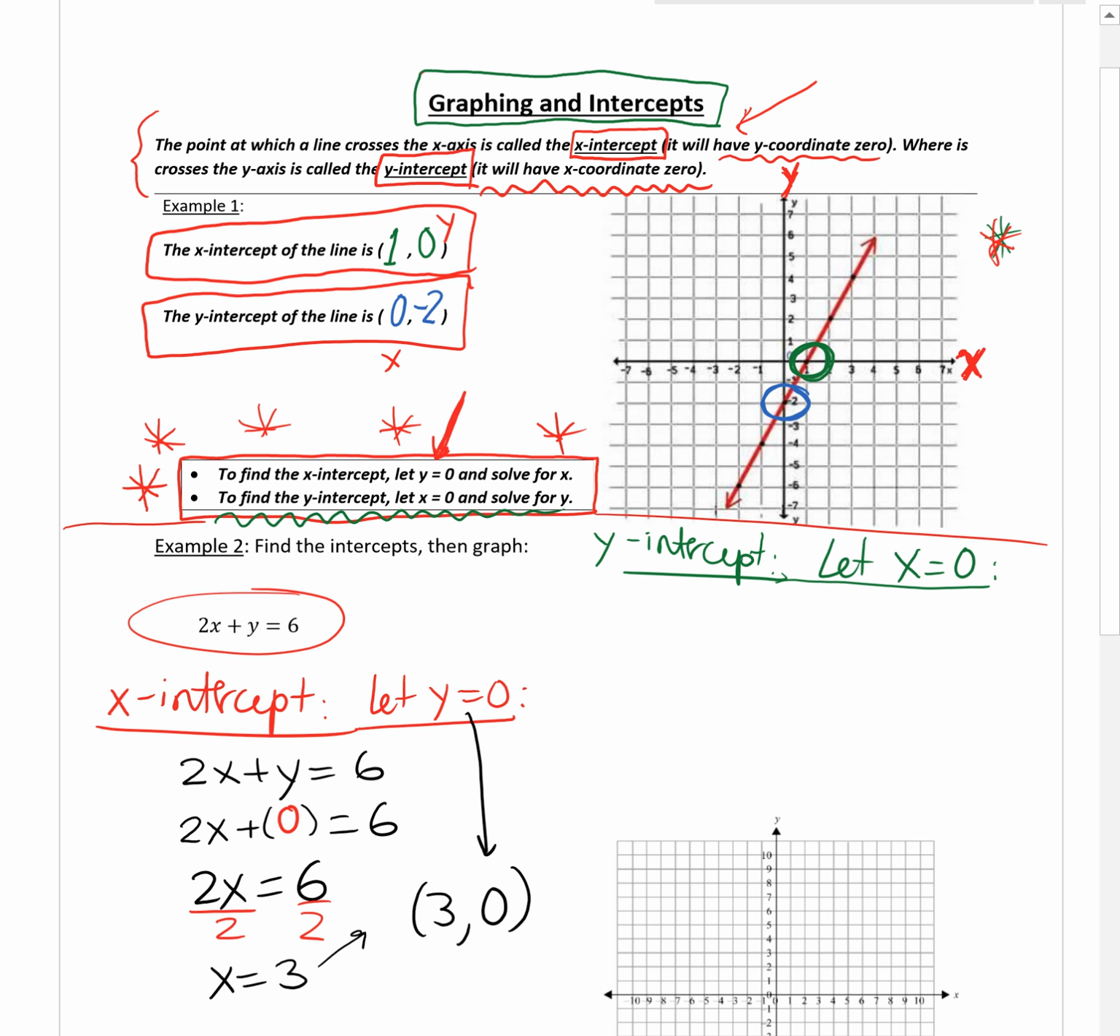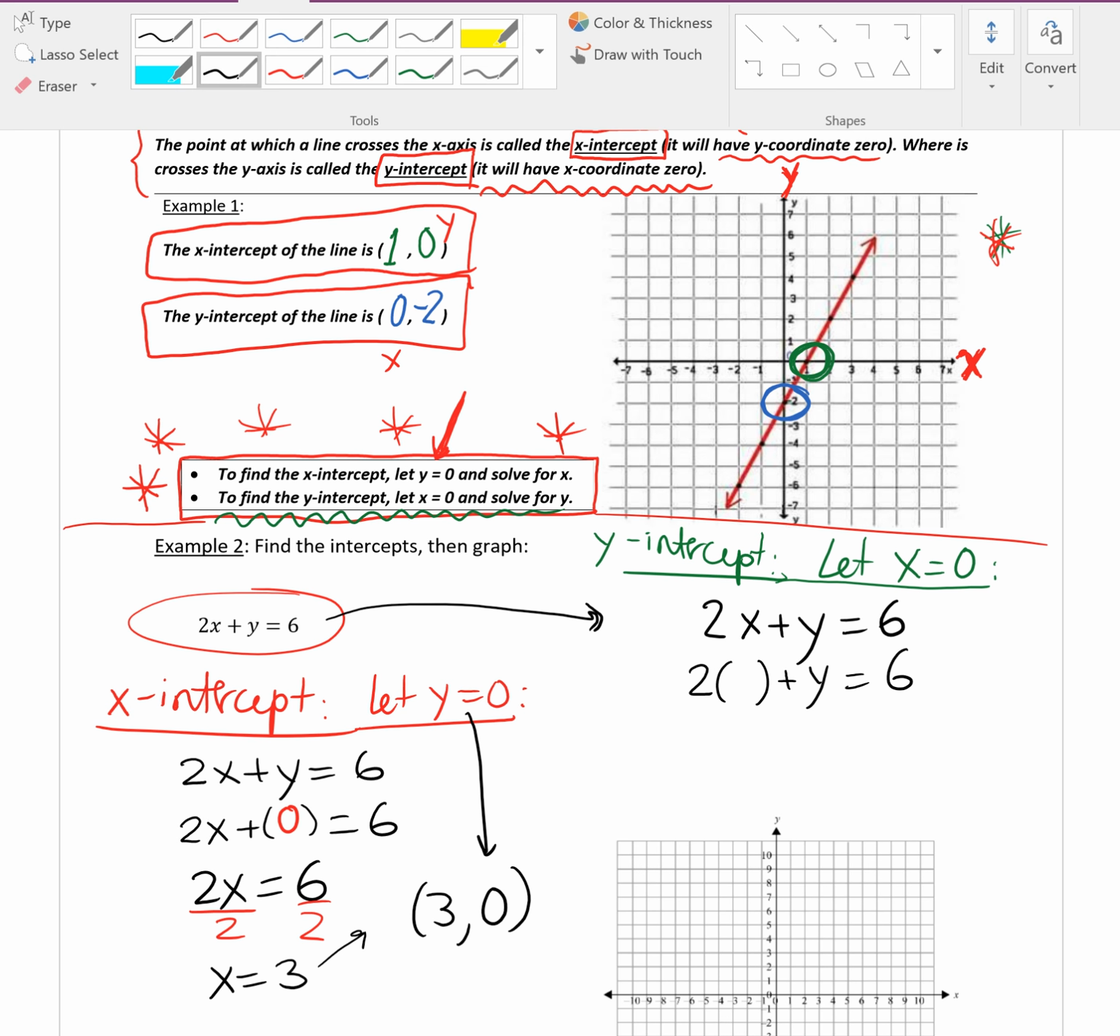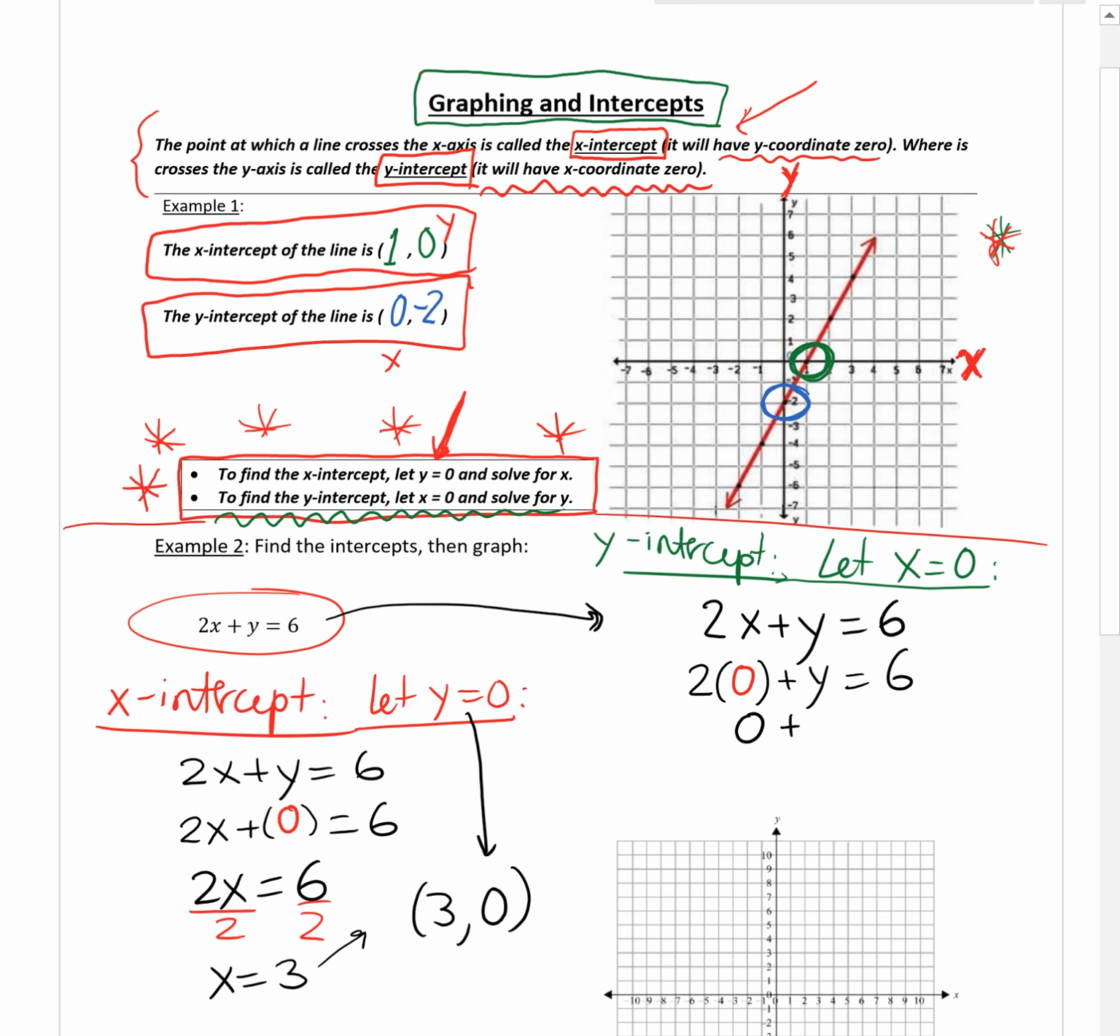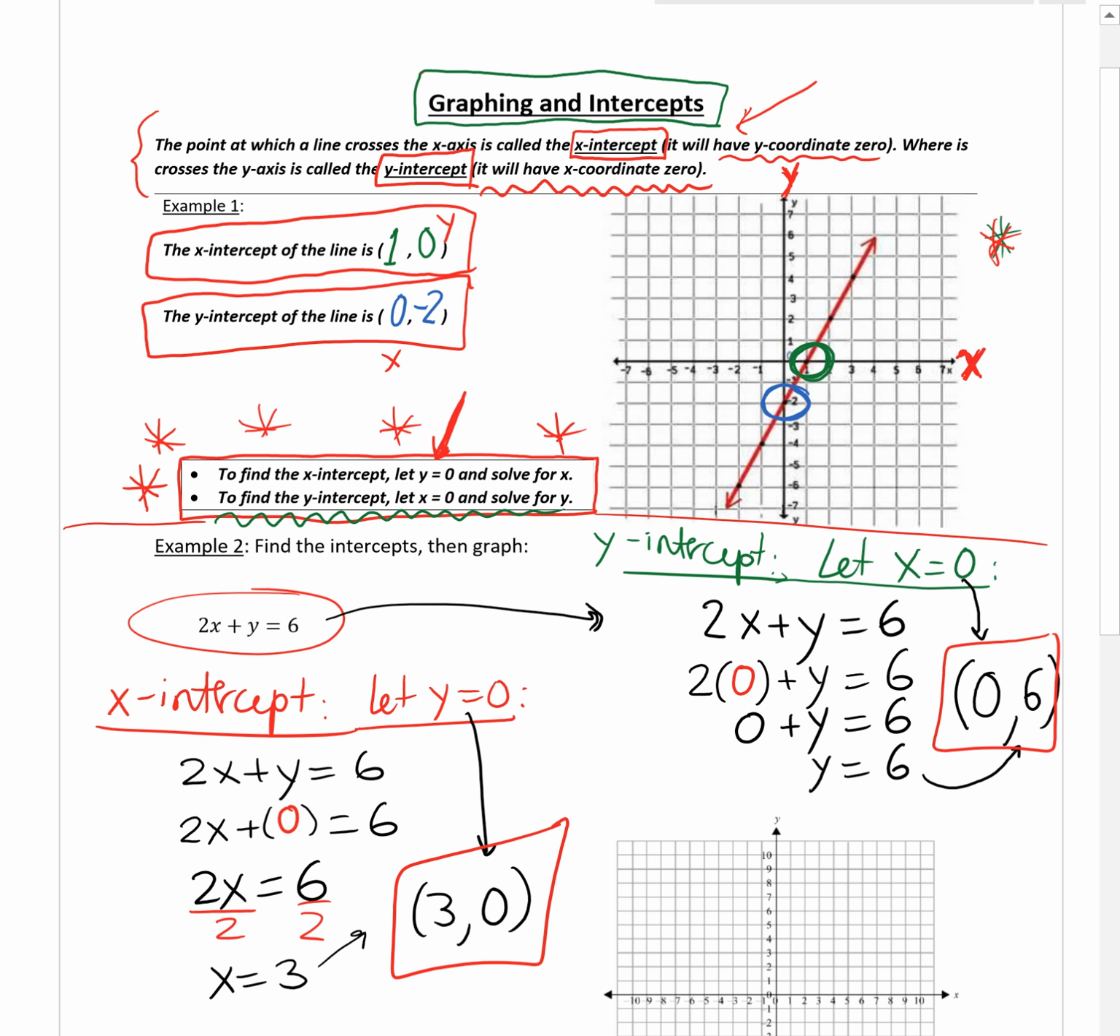Let's see. So I'm going to take that same equation, of course. That's the equation we're trying to graph here. 2x plus y is 6. And this time I'm going to replace the x with 0. Not the y, but x. So it'll be 2 times 0 plus y equals 6. But 2 times 0 is just 0. Plus y is 6. But 0 plus y is y. Looks like we get y equals 6. That means the ordered pair is, well, we let x equal 0, so the x-coordinate is 0. And then y was 6, so the y-coordinate is 6. All right, we got 2 points. We found (3, 0) and (0, 6).